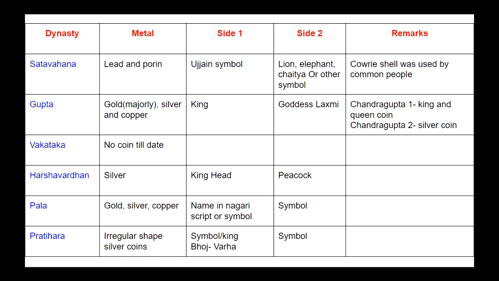Then the Pratihara issued irregular shaped silver coins. A symbol or the king on one side, and on the other side there was also a symbol. But the Pratihara king Bhoj issued coins with the Varaha avatar on side one and a symbol on the second side of the coin.